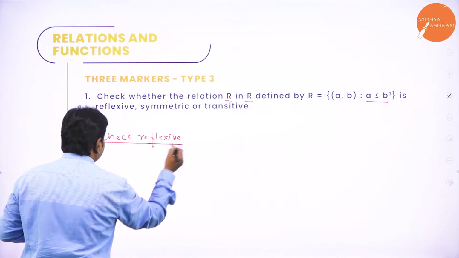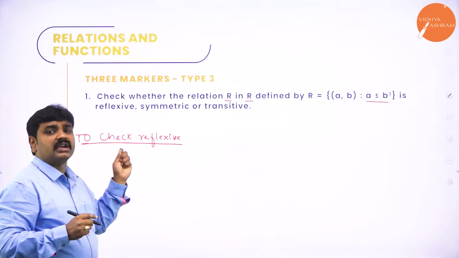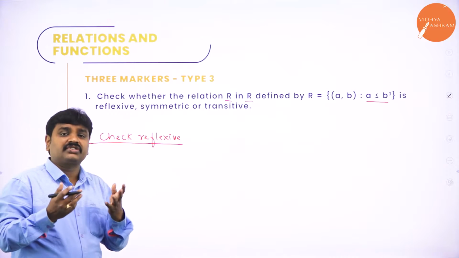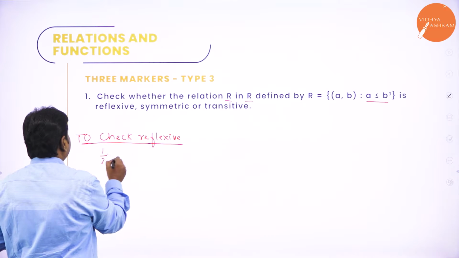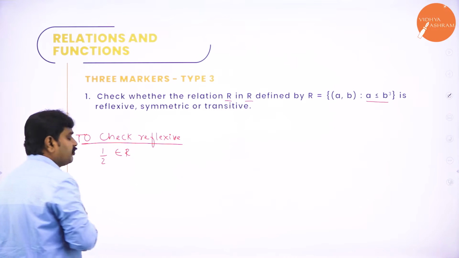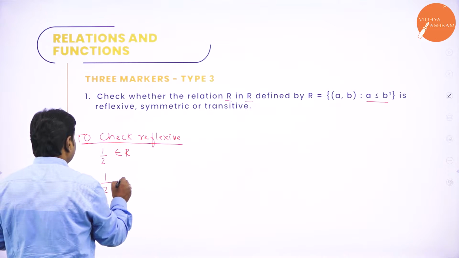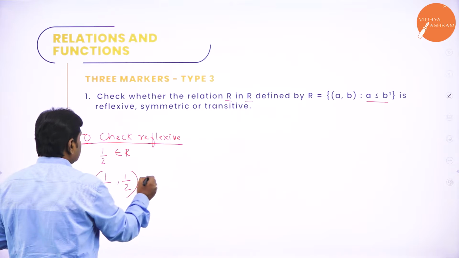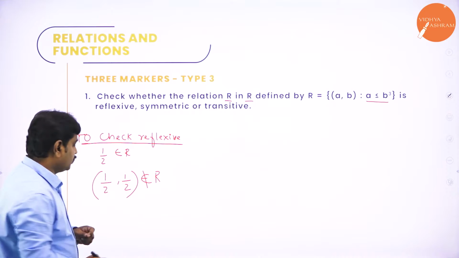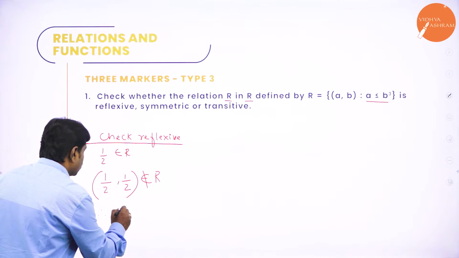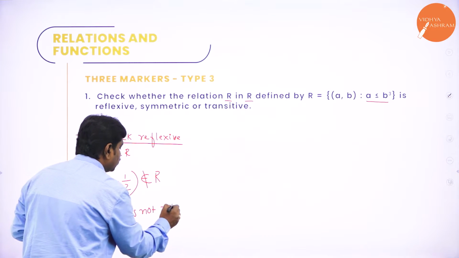How to check reflexive? Take any real number such that it should not relate to itself. If there is no such real number, then it will become true. But we have. So can I take half belongs to real numbers? Half belongs to a set called real numbers. And I can say half comma half does not belong to R. Therefore, R is not reflexive.